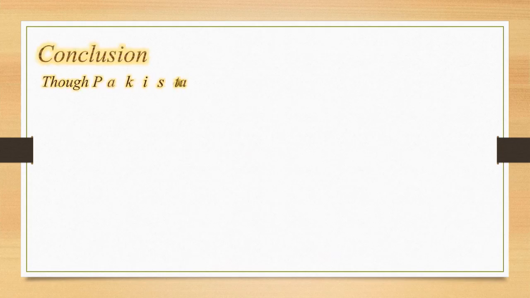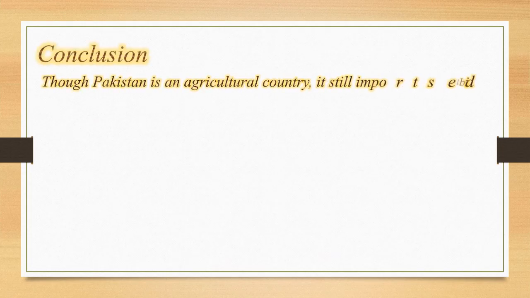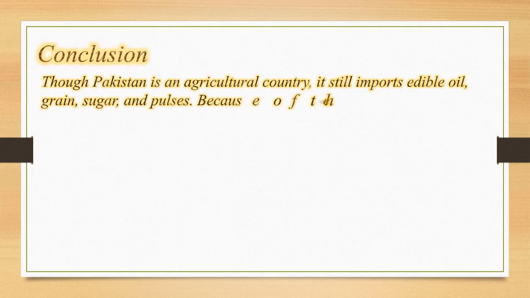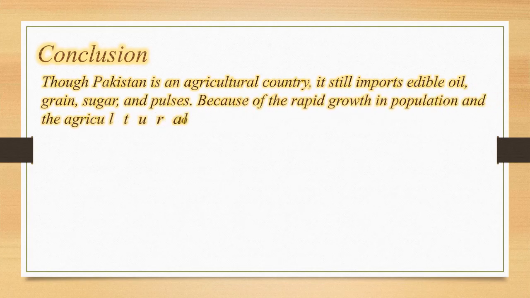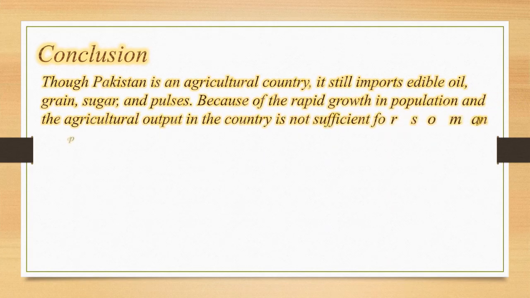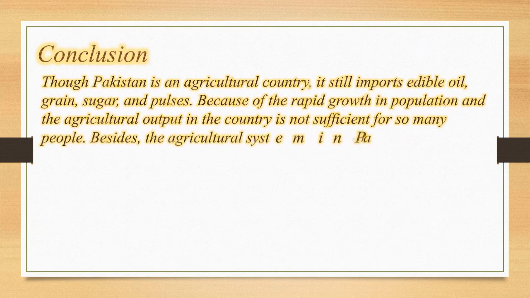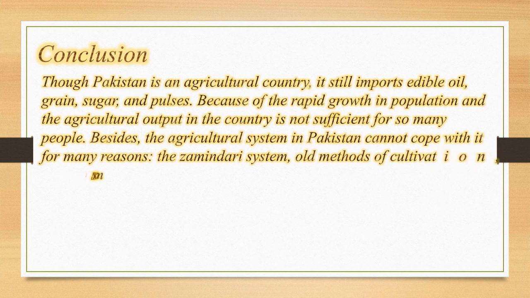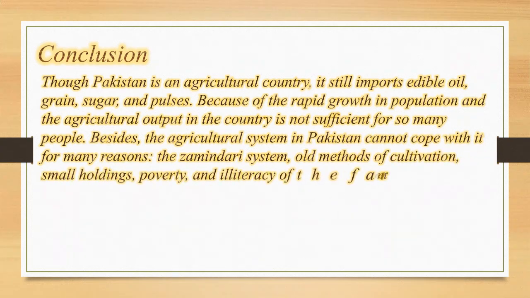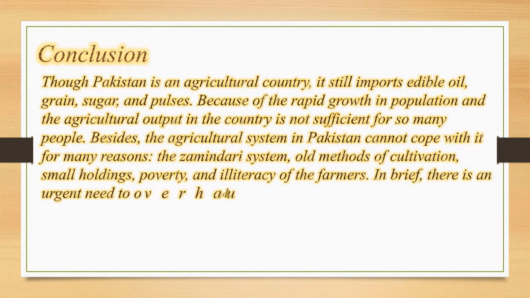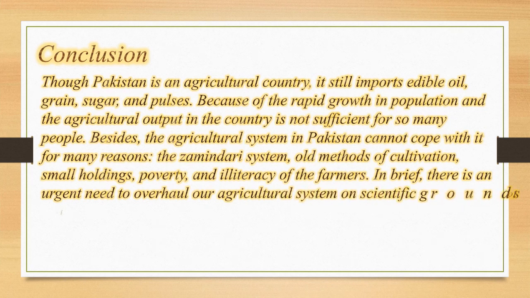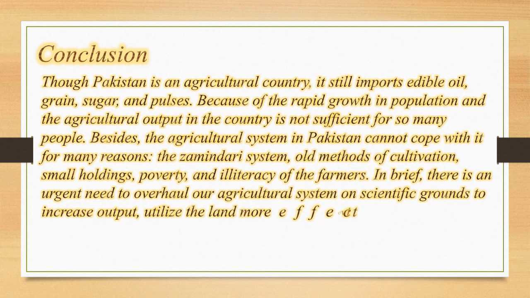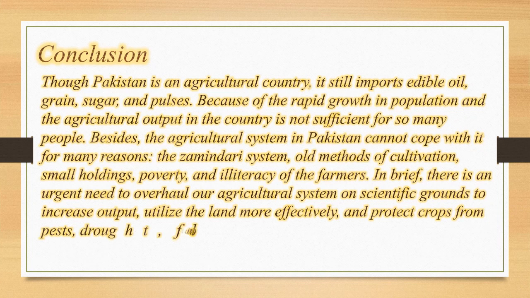Conclusion. Though Pakistan is an agricultural country, it still imports edible oil, grain, sugar, and pulses, because of the rapid growth in population, and agricultural output in the country is not sufficient for so many people. Besides, the agricultural system in Pakistan cannot cope with it for many reasons: the zamindari system, old methods of cultivation, small holdings, poverty, and illiteracy of the farmers.